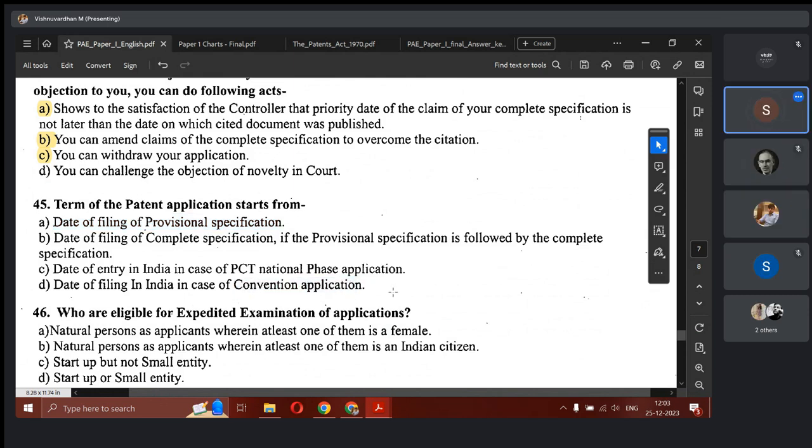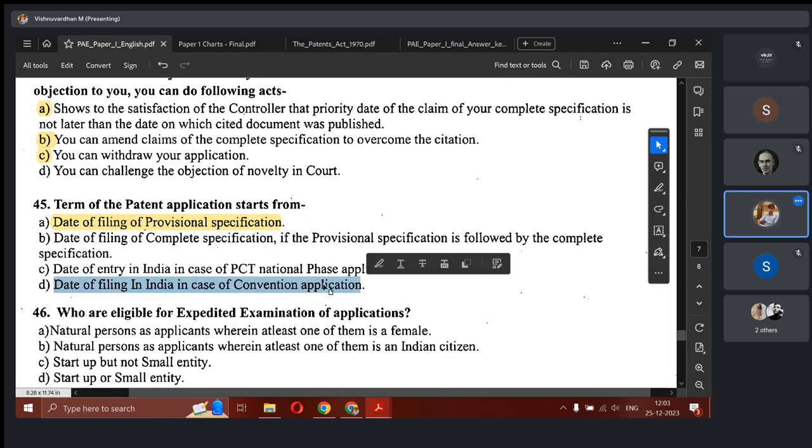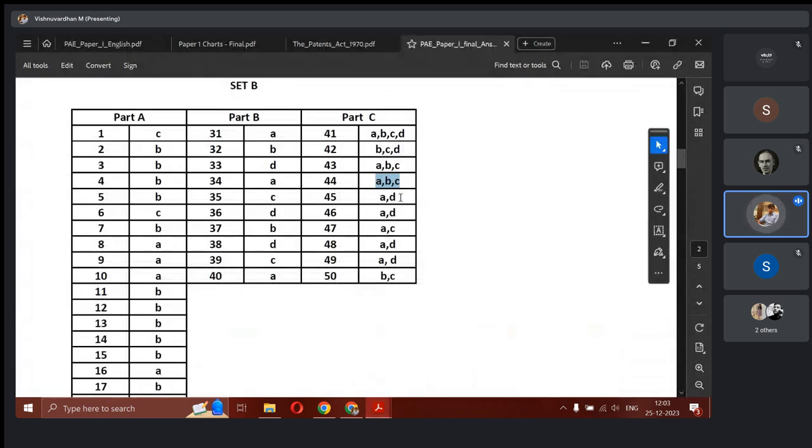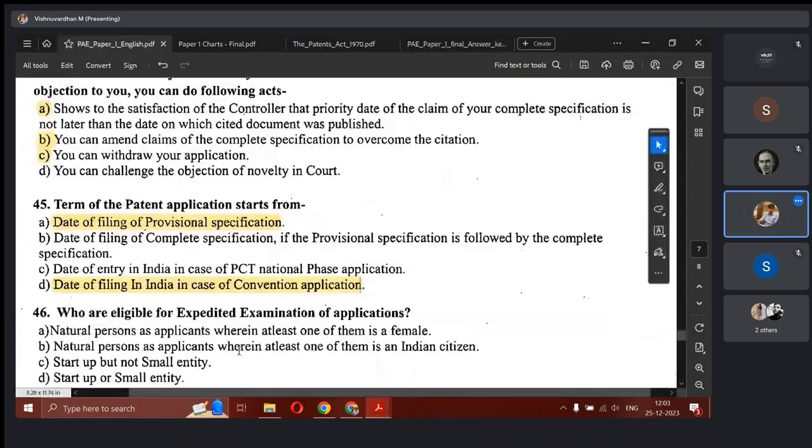A and D. Date of filing in India in case of convention application. Even then, don't you think it will draw from the earliest filing date? No, it has to be one country which. He has seen the answer key. I'm not seeing the answer key. I know it's A and D. Okay, fine. Then answer lock kar diya jaye. So 45 is A and D. Okay, cool. So he has seen it. Okay. Yeah, fine. Uttam, yes, is right.